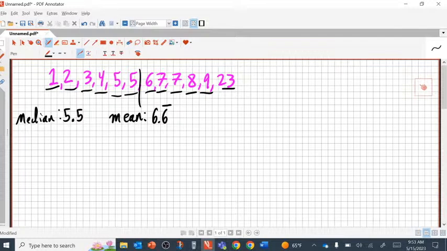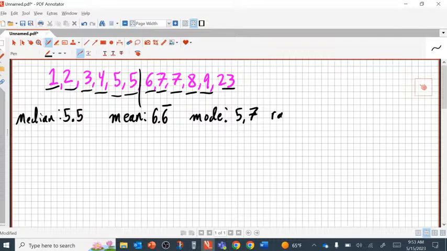Perfect. So now I need the mode and the range. Which one do you want to help me with? What is the mode? The mode is 5 and 7. That's right. This has two modes, 5 and 7. Those are the two numbers that show up the most frequently. That's what we're up to, okay?